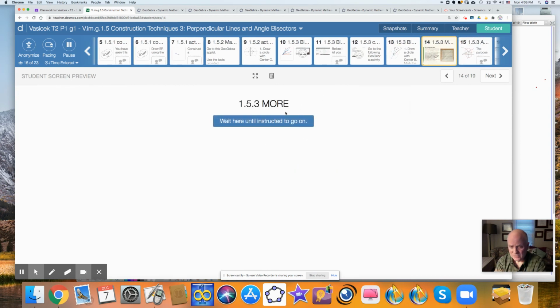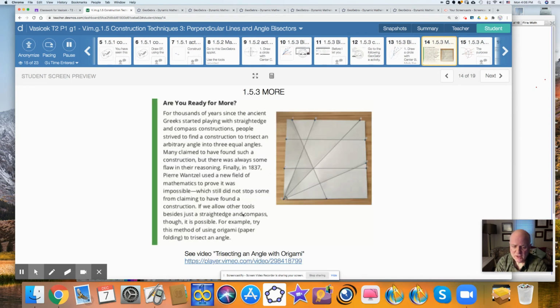Robert Lang gave us more instructions here, and there's a video you can watch him doing. It is impossible to use construction tools, the compass and the straight edge, to trisect an angle. But if we add origami, where he's doing a fold or two, then all of a sudden it becomes possible. And this is really clever. If you'd like to enhance your learning, you can watch this more.